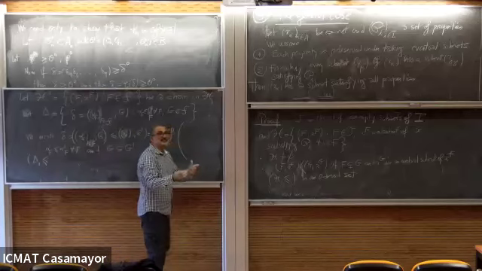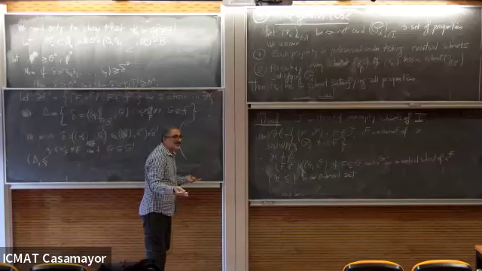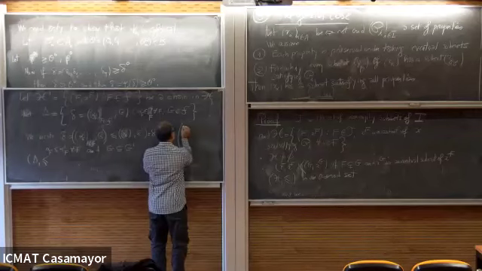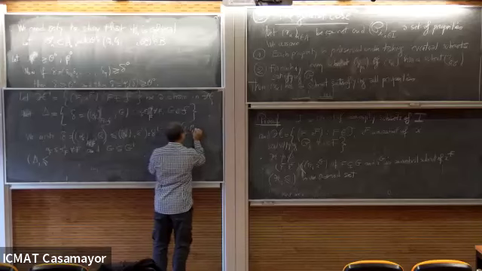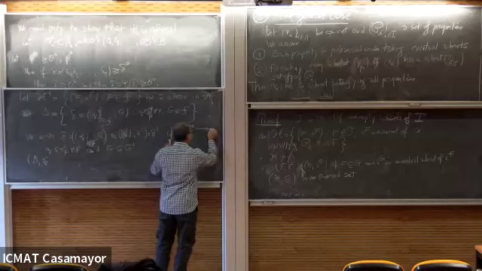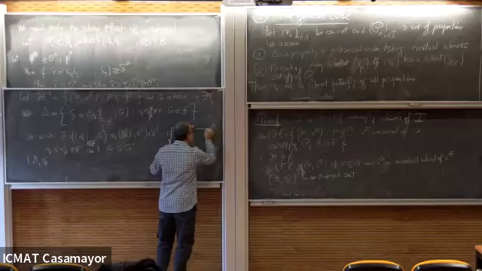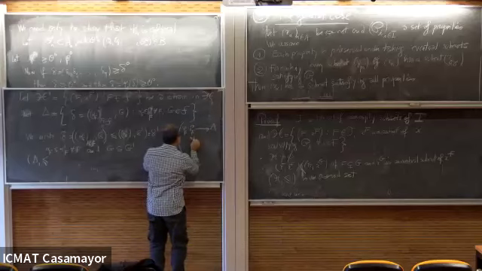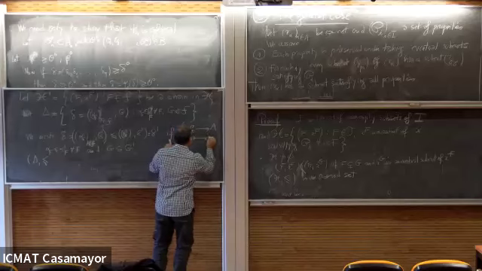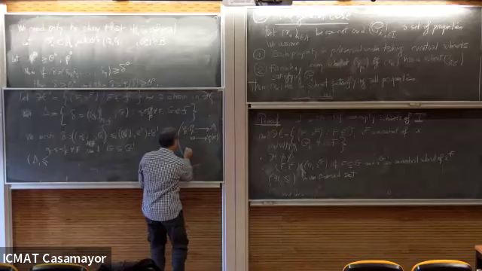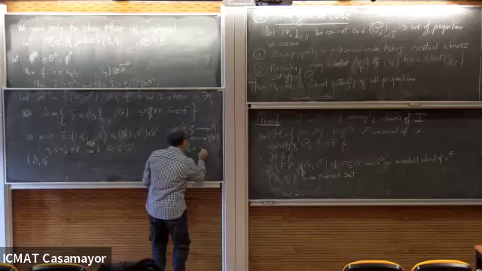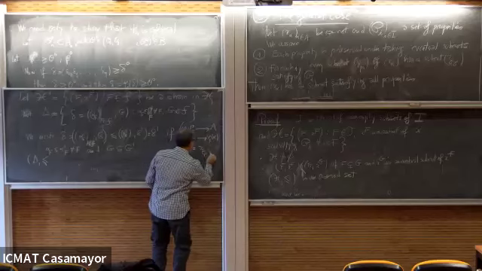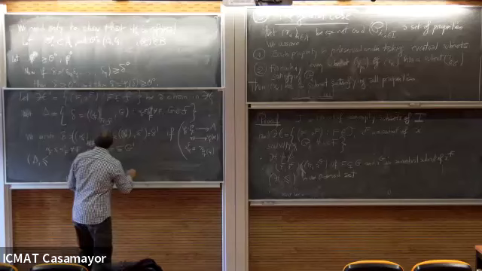We say that XF is a subnet of X. So there is a cofinal map phi F from gamma F to the initial A. For alpha, we have phi F of alpha, such that XF alpha is equal to X phi F of alpha.